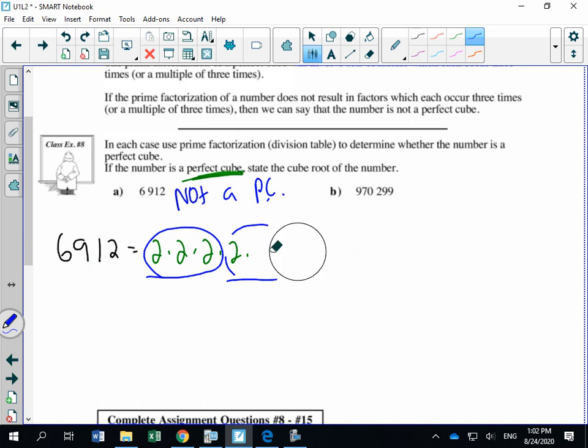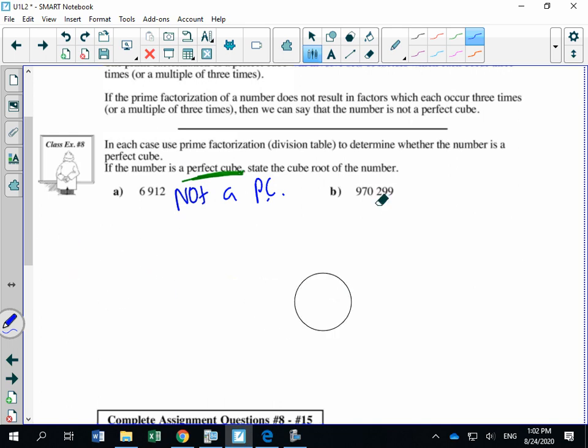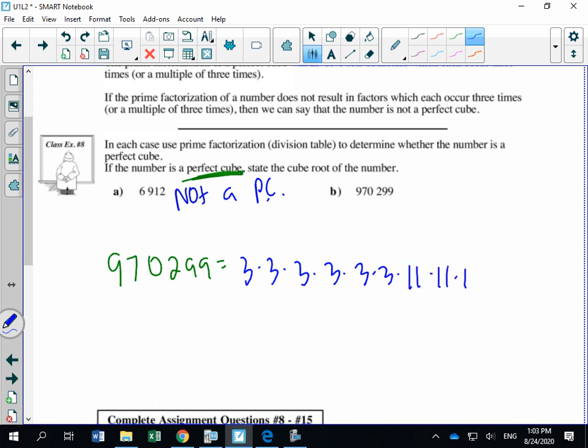Let's do B together. So again, if you want to break down your factor tree, you guys could do that. And then you could compare it with the prime factorization I'll give you. So I'm just going to write it over here. 970,299. Let's see if this guy is a perfect square, perfect cube, or neither. So if you broke this down, you would get 1, 2, 3, 4, 5, 6 threes. And you would get 3 elevens. Okay, let's first check if it's a perfect square.